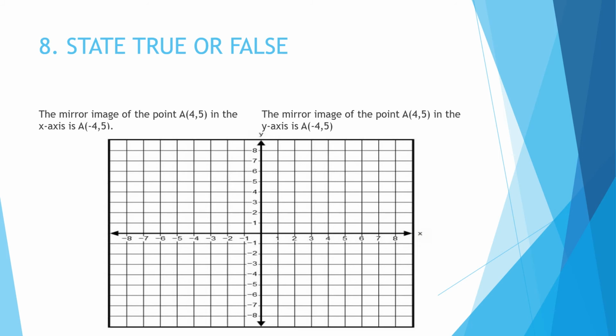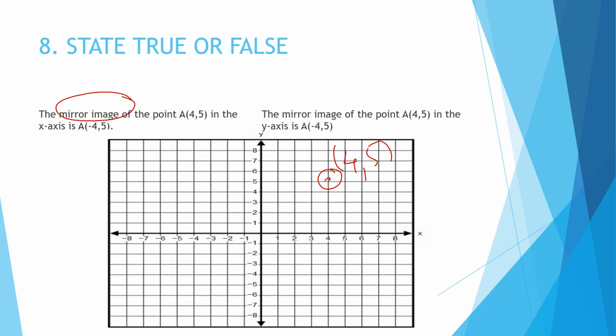Question number 8. State true or false. There are 2 statements given. You have to find out. Before proceeding to this solution, look at the word mirror image, or you may say the reflection. The mirror image of a point 4, 5. Find out where will be your 4, 5. Here will be your point 4, 5.